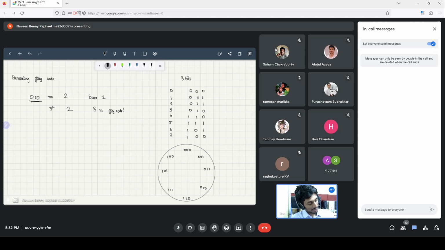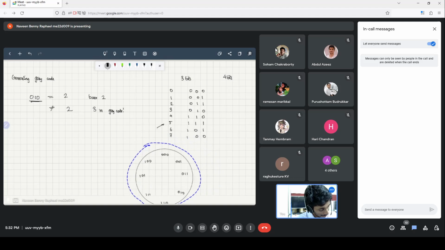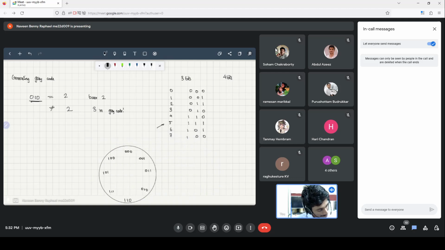To be fair, there is not a very obvious way to tell you that 5 in gray code is 111, because unfortunately gray codes change based on the number of bits you have. So if you have 4 bits, you can go up to 15, and the values you get will be 0 0 0 0. I'll write it down.